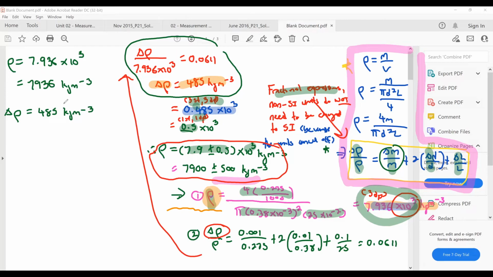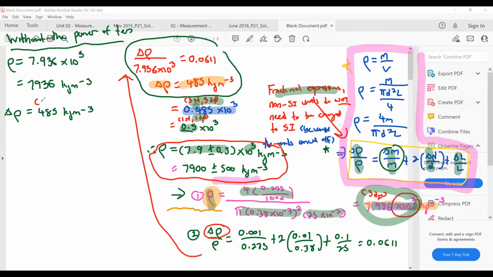Okay. Now this one, I'm getting rid of the power tens. I'm just using the values as they are. Even if you had written it without the power of tens, this is another way of interpreting your values. Now, without the power of 10, 7.936 times 10 power 3 will be 7,936. The absolute uncertainty that you just found is 485. You can still apply the same rule as before.